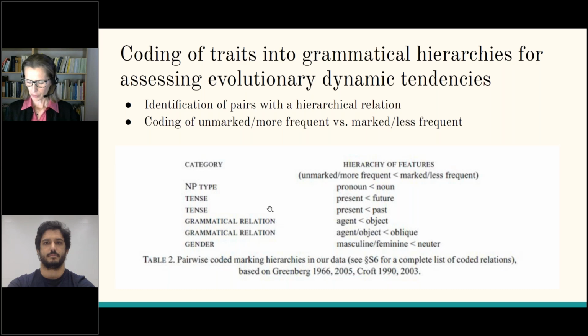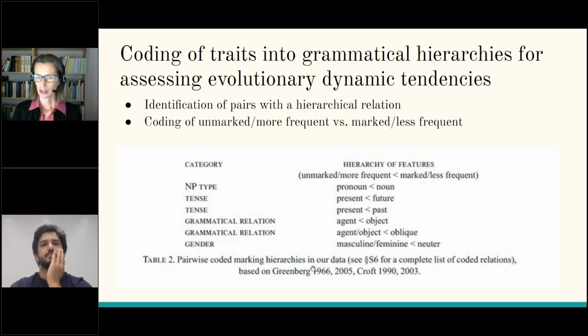So to assess the evolutionary dynamics of traits, which is another thing that we do, I will tell you why in a minute, we adopt a coding which contrasts traits in pairs representing one unmarked or more frequent and one marked and less frequent category. And this we do for all features present in our data except for word order, because we didn't want to enter into the discussions concerning word order and hierarchies.